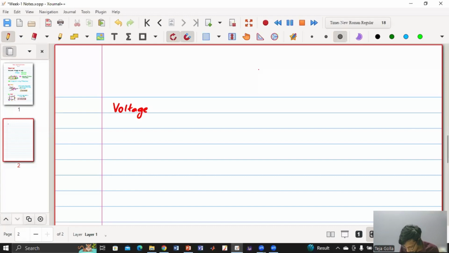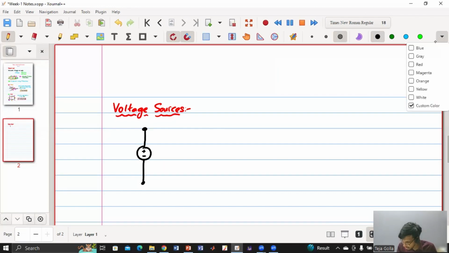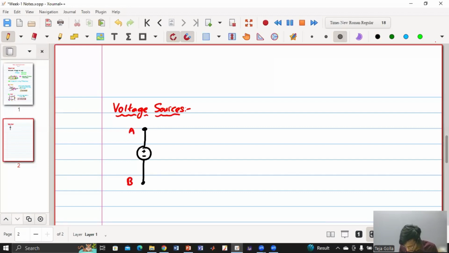So there are independent voltage sources and dependent voltage sources. What dependent voltage sources are, we'll discuss in the upcoming lectures. Dependent means the value of that voltage source is dependent on something. Independent voltage source means it is independent of anything, so it is fixed, and we can represent it something like this. Plus implies the positive terminal and minus implies the negative terminal. So this can be A, this can be B. Say this is 3 volt, then we say VA minus VB is 3 volt.